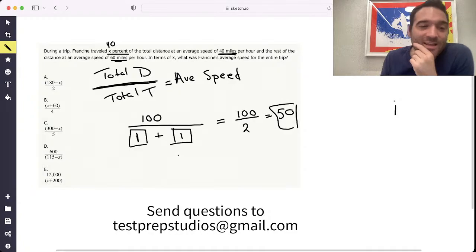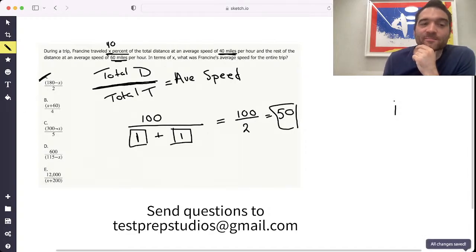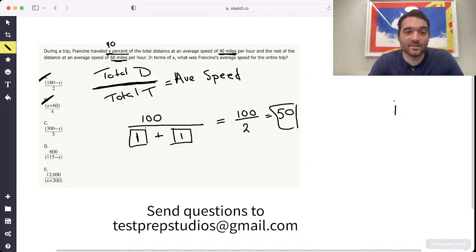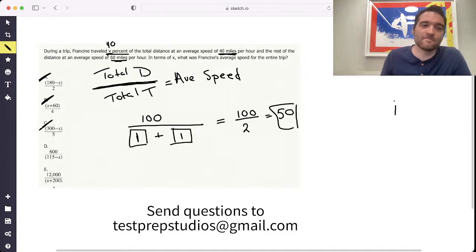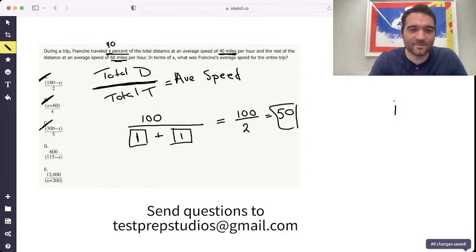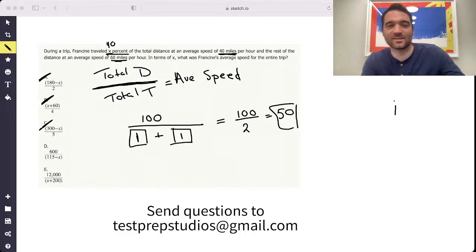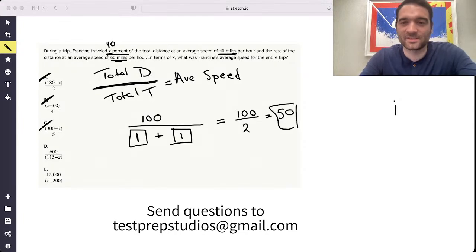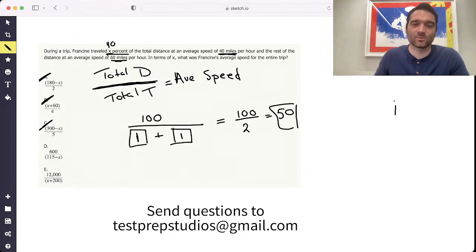Okay, here's the fun part, if you want to call it fun, right? The last step that I'm going to take is to plug in the number that I chose, X, here, and whichever one gives me 50, that's the winner. So let's do it. 180 minus 40 is 140 divided by 2. That's not 50. You can check it on your calculator. 40 plus 60, 100 divided by 4. Don't think so. 300 minus 40 is 260 divided by 5. Again, check your calculator. That's not equal to 50. 600 divided by 115 minus 40. That's 75. So 600 divided by 75. That's 8. No dice. And so we're left with answer option E.